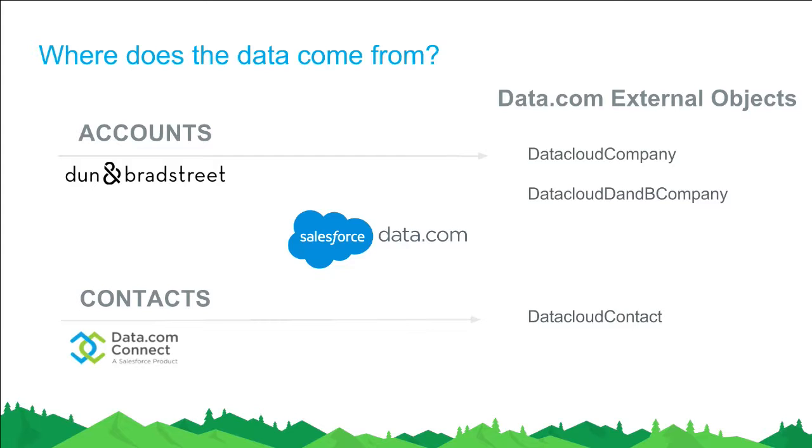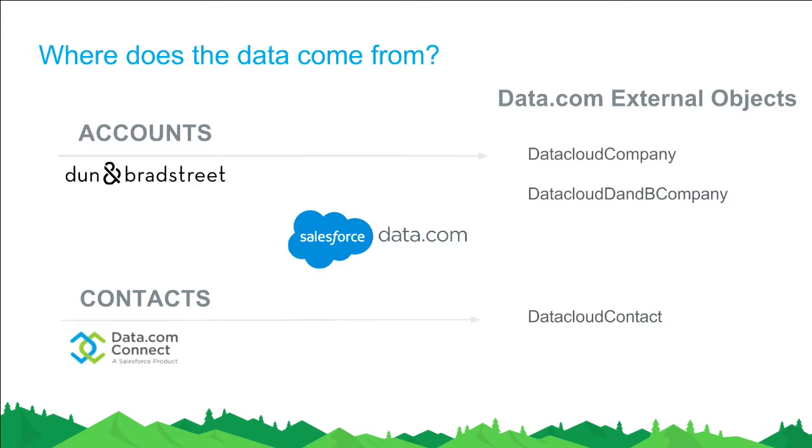Now, we're talking about data. What is the data that we provide? We provide data of two kinds. Firstly, we provide you account data. This is data from Dun & Bradstreet, which contains basic company firmographics. This also contains certain other information, such as your address, your description, and a lot more fields.